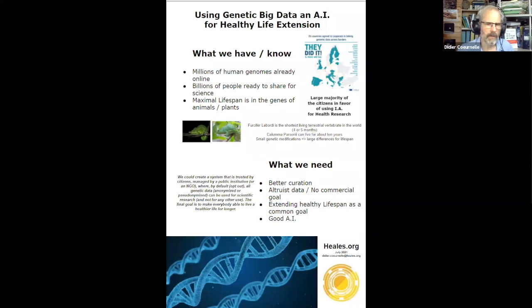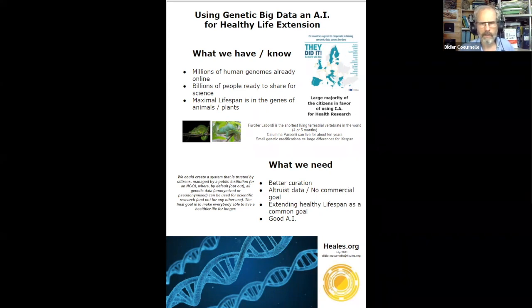And for this, we do not need to convince citizens that science should help us to live longer and better lives. Citizens are already in favor of sharing data for health research. But we need to share data better than now, in a more altruistic way. We need to have a kind of global project of editing genomes for common good and for common health.